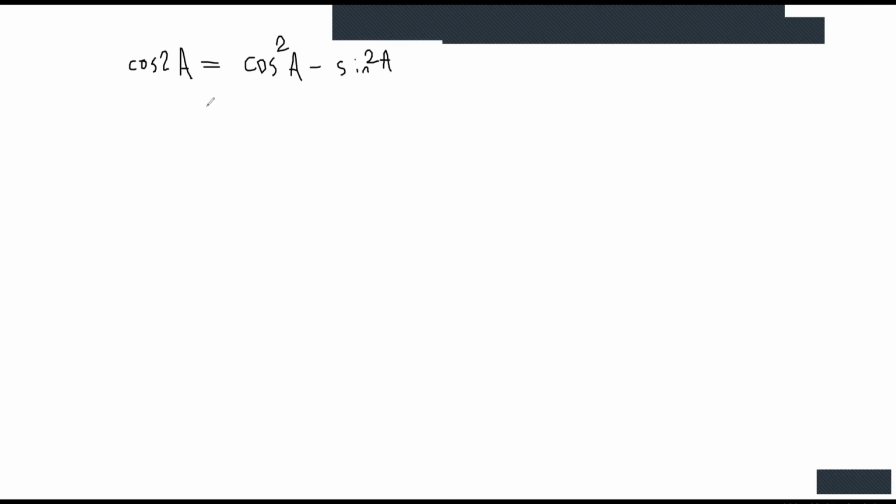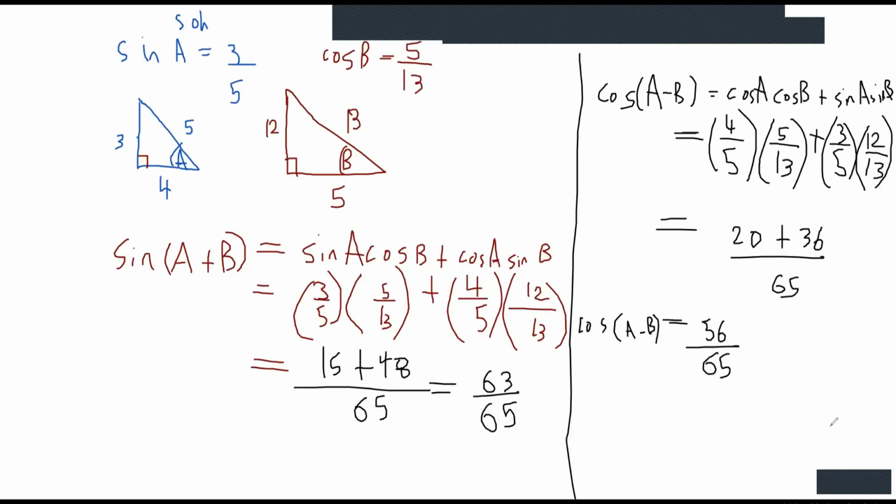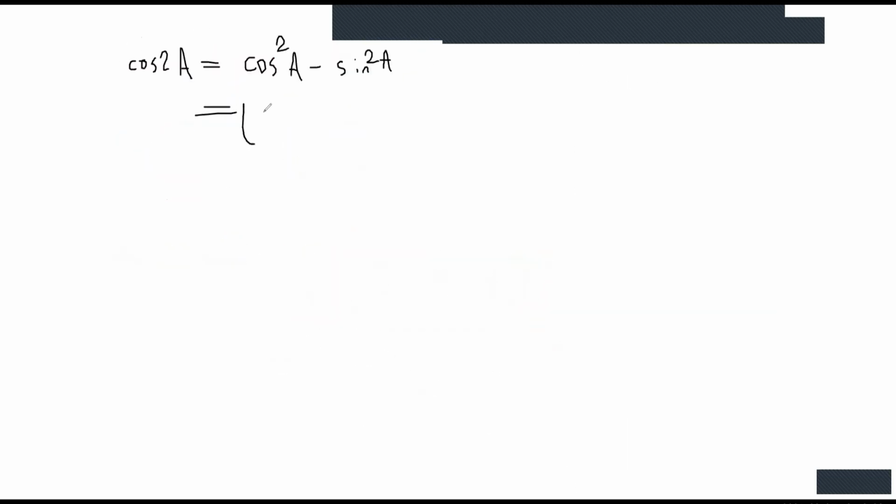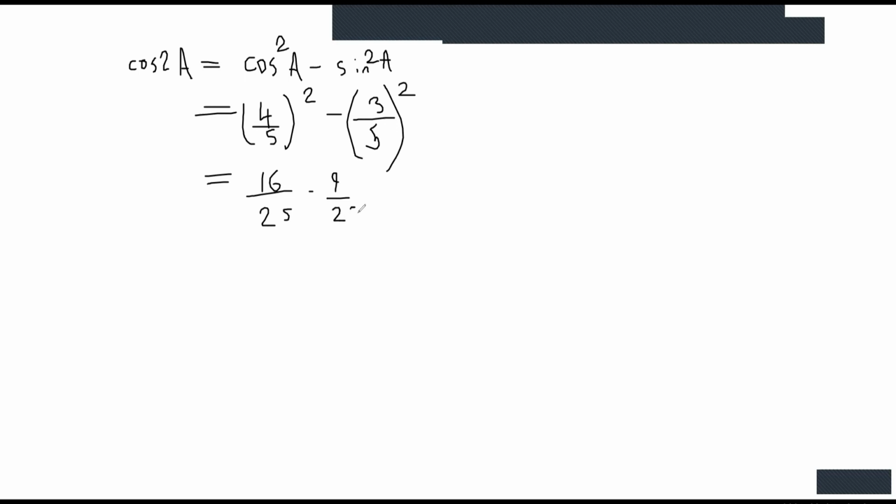Very good. Now look at this. We already deduced that cos A from the diagram was 4 over 5. So you can write down that cos 2A would be 4 over 5 squared minus sine squared A. Sine A was 3 over 5, so it's 3 over 5 all squared. If you work this out, 4 squared is 16 over 25, minus 3 over 5 squared, that's 9 over 25. 16 minus 9 is 7 over 25. That's one way you could get cos 2A.